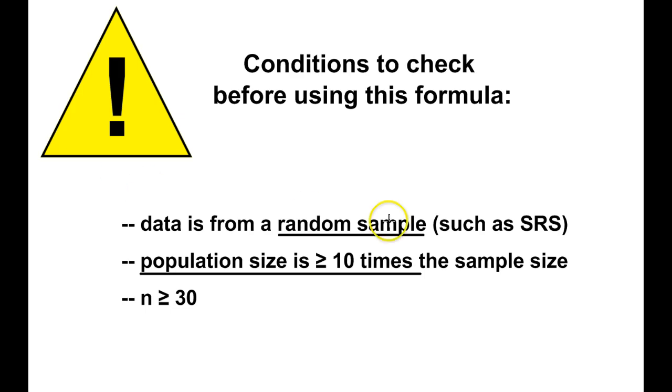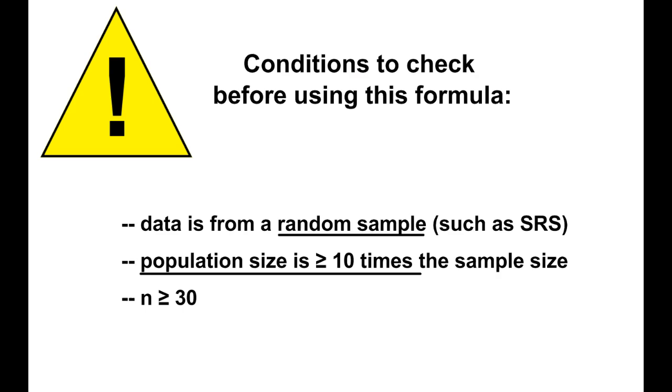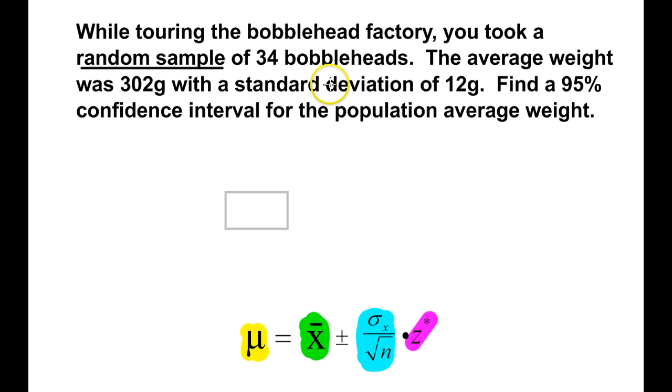First condition says we have a random sample. And if we're checking here, it says that we took a random sample of 34 bobbleheads. So we're good on that first one. Second one is that the population size is 10 times the sample size. If we're at a factory, I would assume that a sample of 34 is not going to be greater than a tenth of the factory's total output. I'm guessing this factory produces quite a large number of bobbleheads. We don't know for sure, but I would say that condition is probably met.